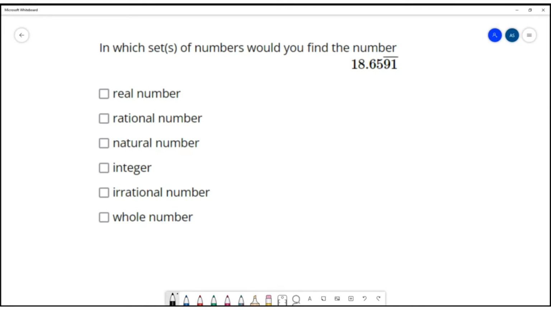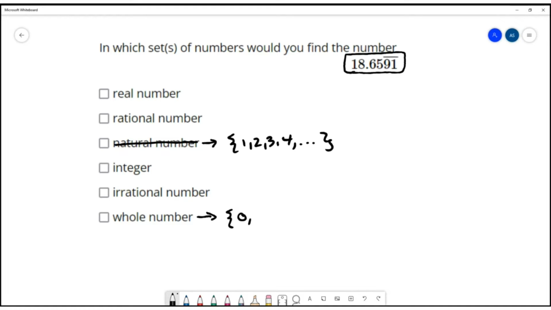We've got the natural numbers being our counting numbers, 1, 2, 3, 4, 5, and so on. I think it's clear that this number is not among those nice counting numbers, so it's not a natural number. Whole numbers are the counting numbers including 0, and you can see that this is not a whole number. The integers are the counting numbers, 0, and the opposites of the counting numbers. So this decimal number is also not an integer.